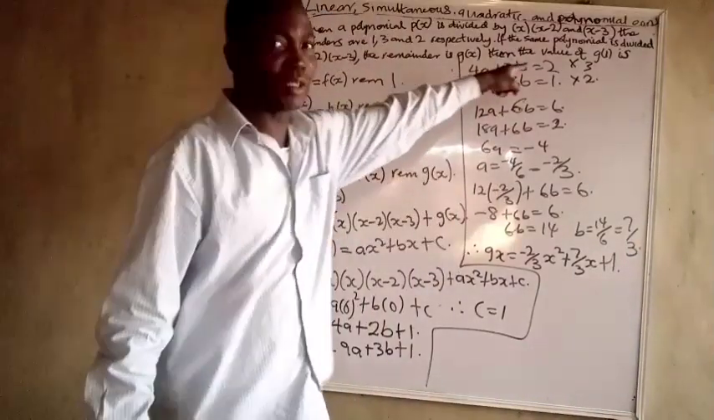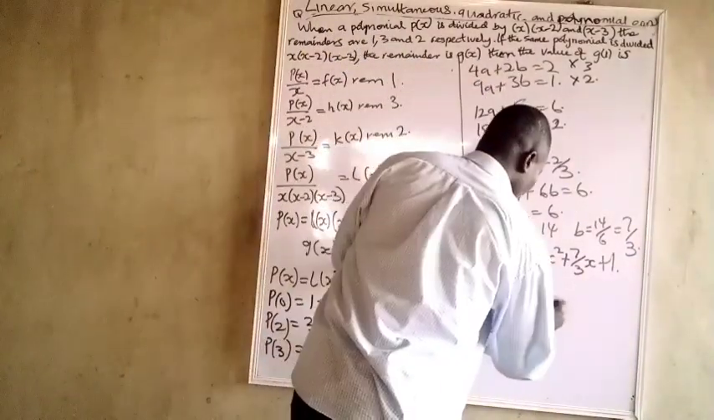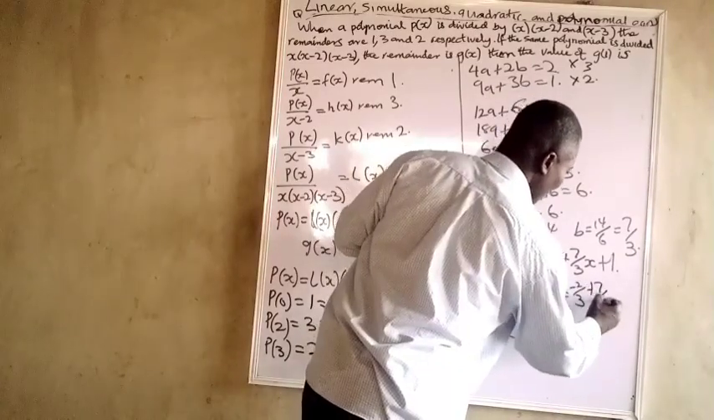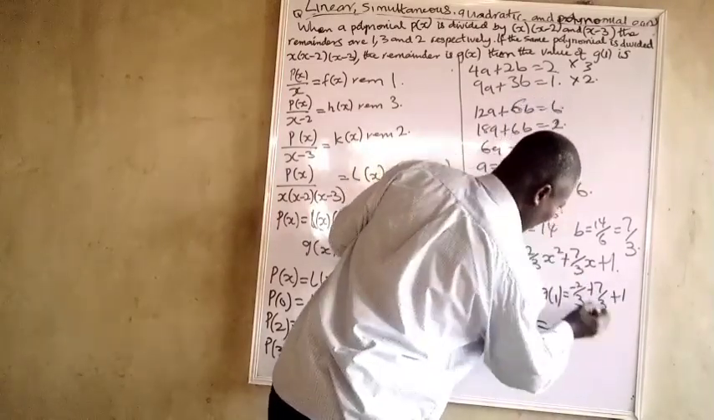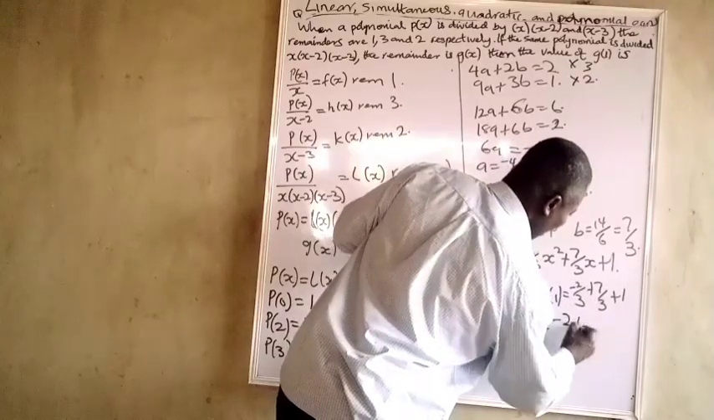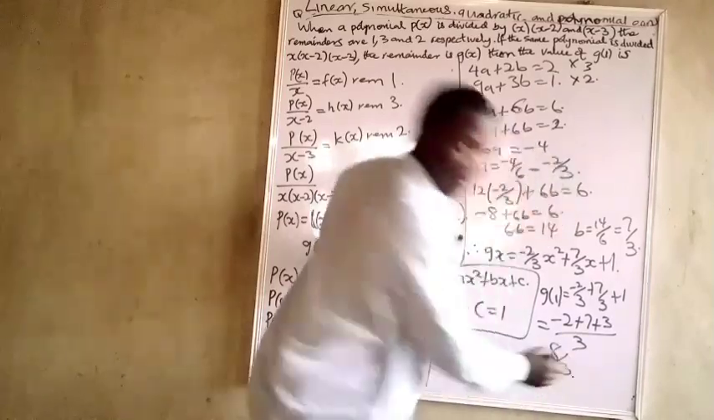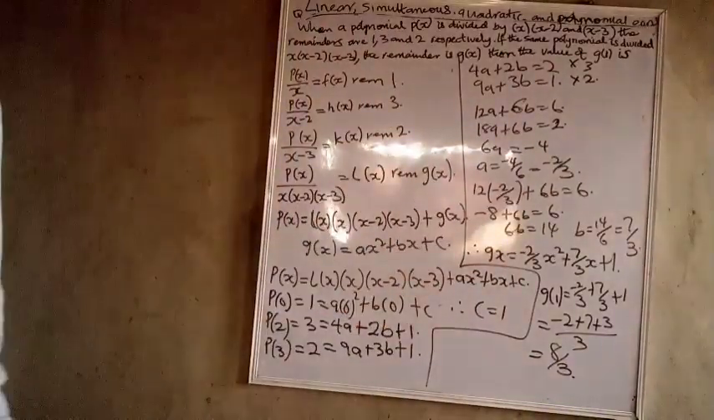The final part says, what is the value of g(1)? So g(1) will be equal to -2/3 + 7/3 + 1, which is (-2 + 7 + 3) over 3. And that is 8 over 3. So g(1) is 8 over 3.